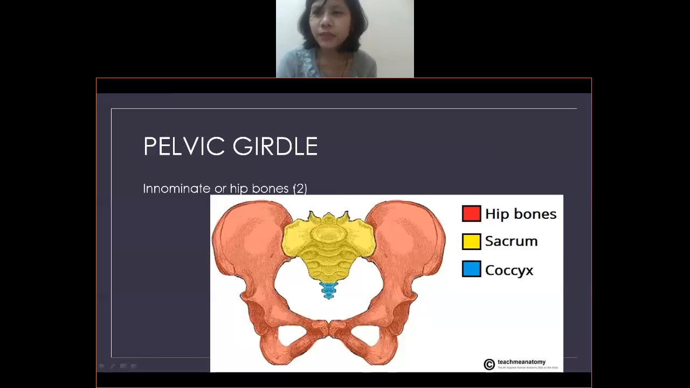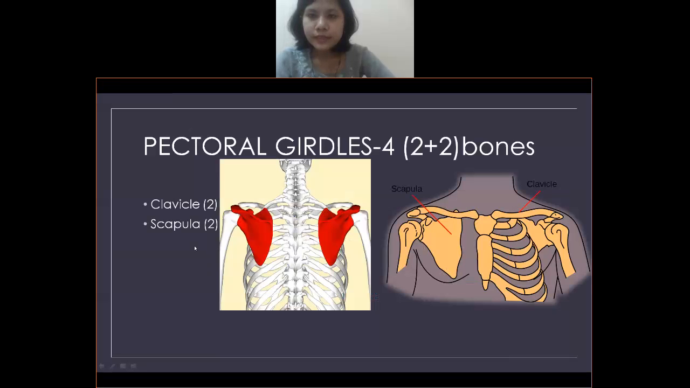Next is your pelvic girdle. How many do you have? In the pelvic girdle, you have two hip bones. You can say hip bones or innominate bones. So you have two. One, two. So two.